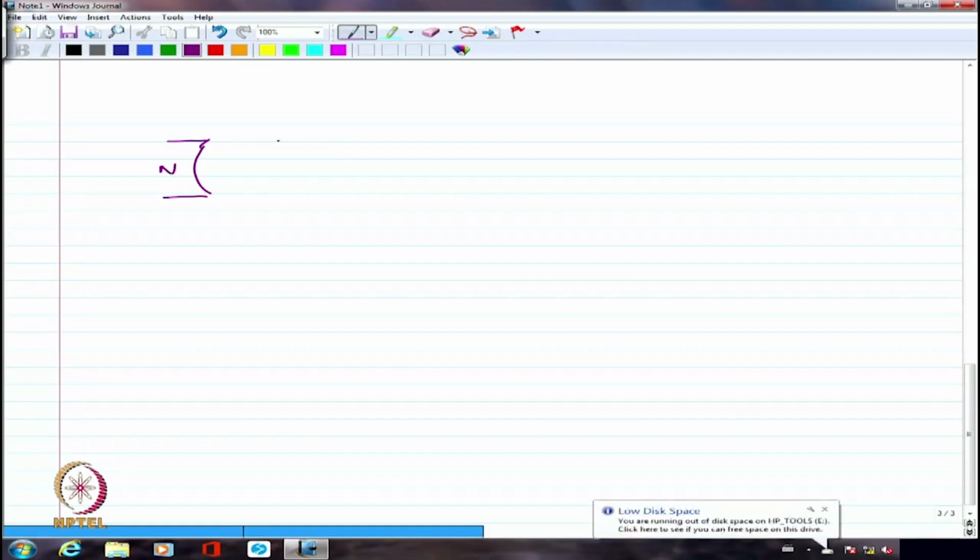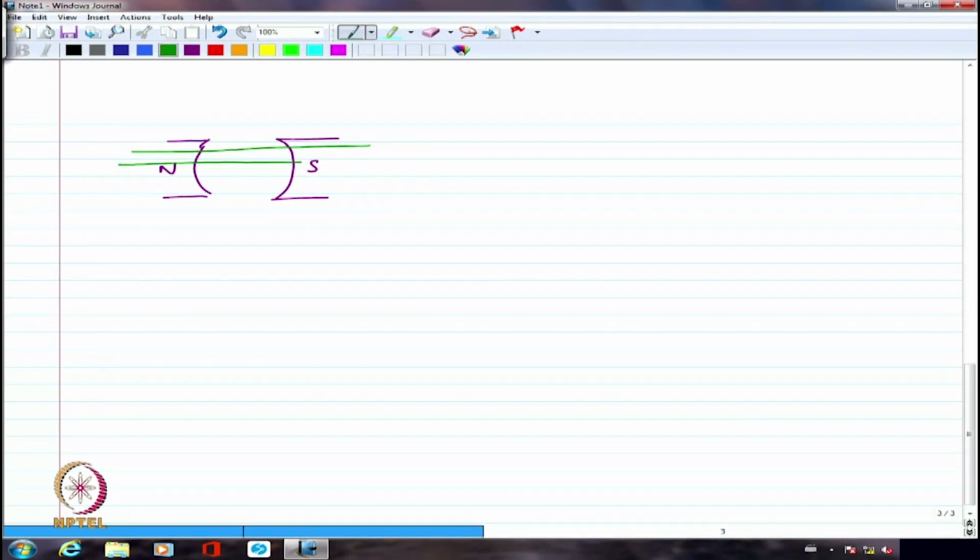So this is the North Pole, this is the South Pole, and I was having the magnetic field lines going like this. This is how the magnetic field lines were going. I am not showing the completing path of this magnetic field line, which will go through the yoke, of course. So this was the original field line. If I look at where the neutral was magnetically, this is the neutral axis, and that is where we normally place the brushes.